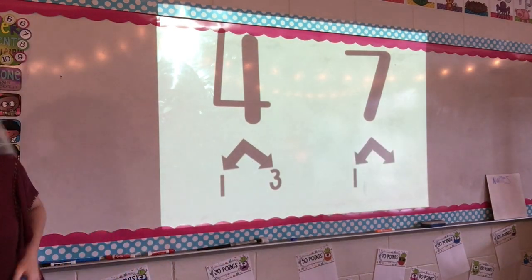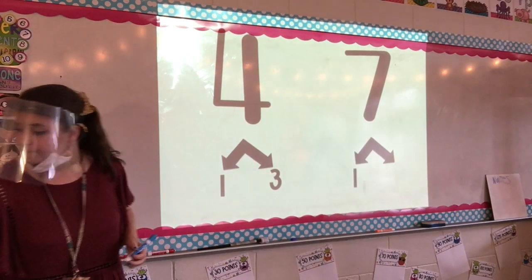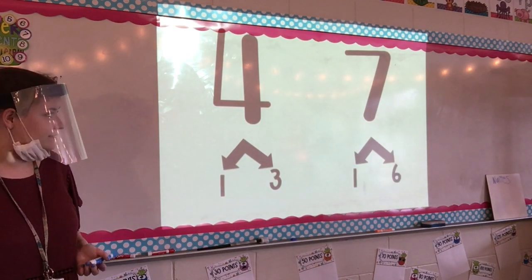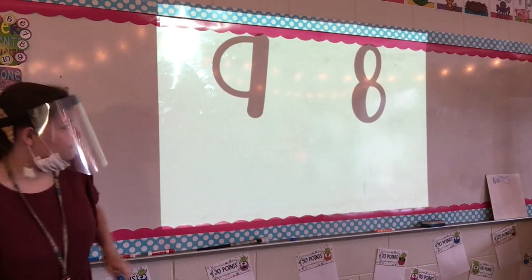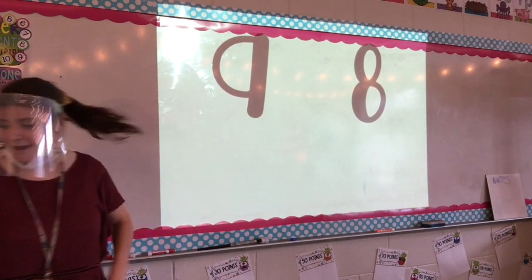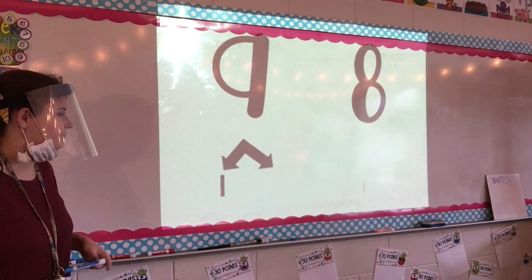What about 7, Aiden? If I take 1 out of 7, what am I left with? 6. Yes. Okay. What about 9, Anna? If I take 1 out of 9, what am I left with?